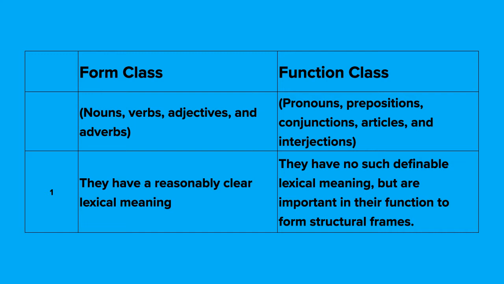So each of those function class words could be understood much more clearly in relation to the function that they perform in a particular sentence. What kind of structural frames do they form in a sentence? That is their function, and that will give us a better idea of function class words than a dictionary meaning. So this is the first difference between form class words and function class words. Form class words have a reasonably clear lexical meaning, whereas function class words do not, but rather they are more important in their function within a sentence.